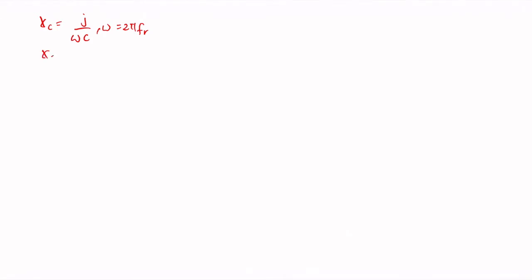XC, plugging in the values, gives us negative 32.6 kilohm j. In this case, BC will then give us 30.6 microsiemens. And of course, we have to put j there.